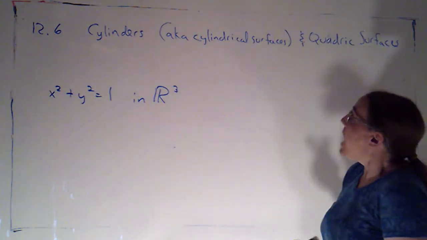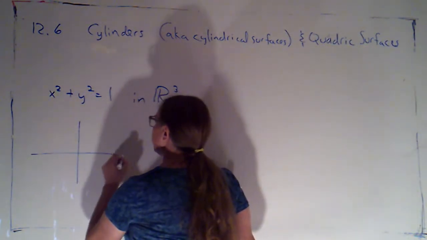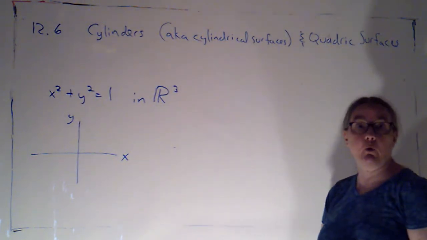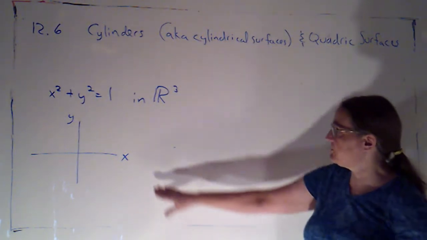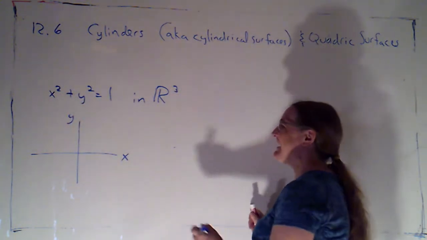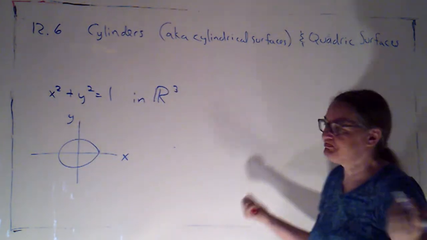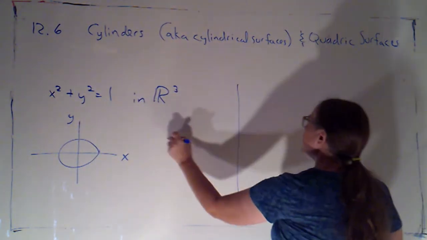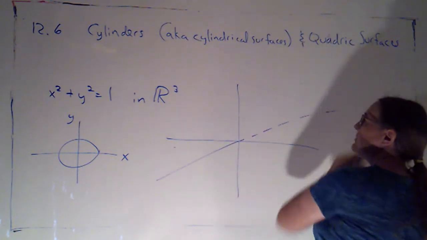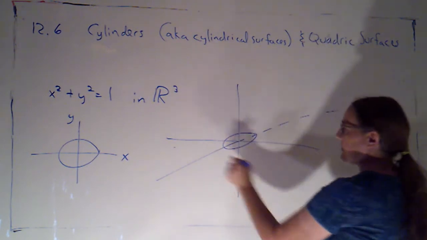Now, usually if I'm graphing something that just involves 2 variables, I will start with a picture in the coordinate plane. In this case, it would be the xy plane because x and y are the 2 variables in this equation. And I know in that plane, we would just have a unit circle. So now in 3 space, I would want to draw that same unit circle in the xy plane. And it might not look perfectly round.